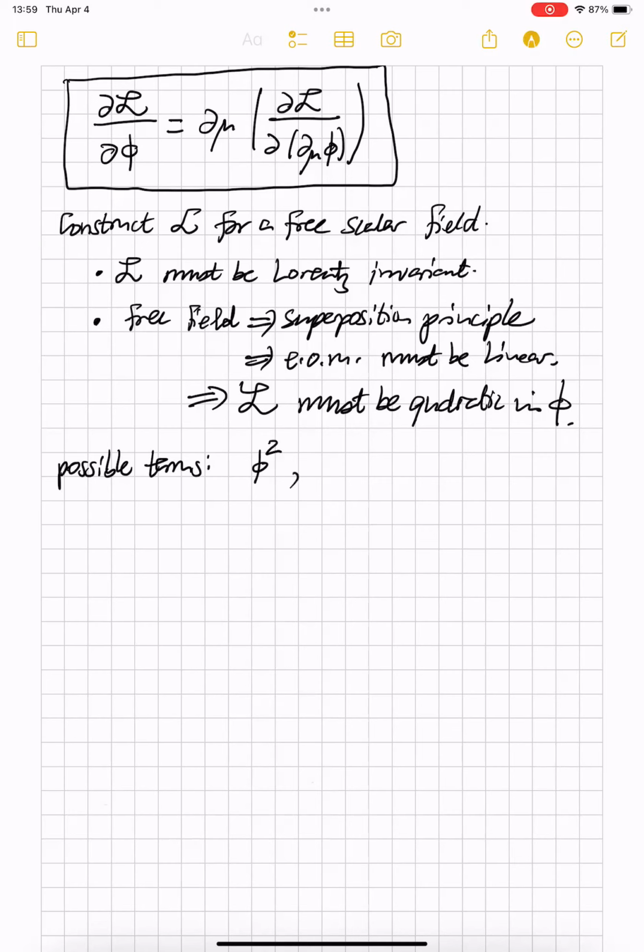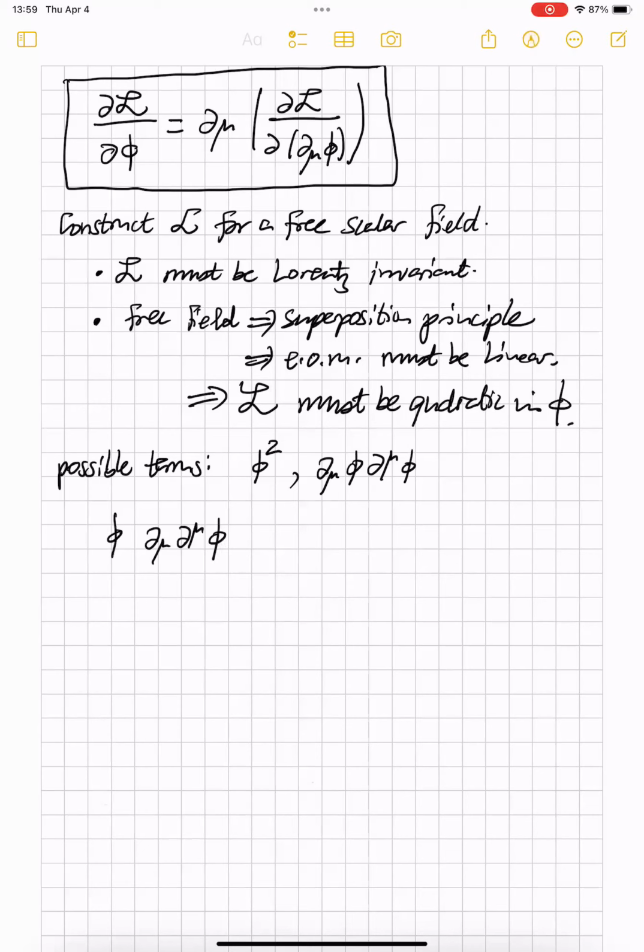The second term that is also very natural is to take d mu phi, d mu phi. There the derivatives are properly contracted. Now, you might say to me, what about taking something like d mu phi times phi? Isn't this quadratic in phi and also Lorentz invariant? Well, yes, it is.